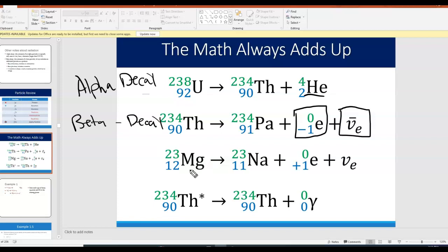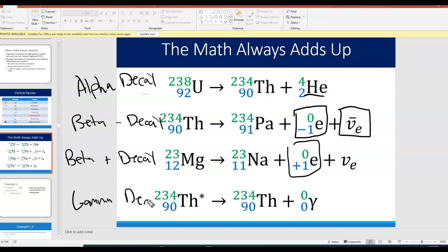Okay, and then this is magnesium-23 undergoing beta plus decay and turning into sodium-23, and this bottom one is gamma decay. Notice in gamma decay, nothing really changes. You have like radioactive thorium that emits a gamma particle, and it's still thorium. And so it's not very common to see gamma decay in IB problems just because nothing changes and it's maybe too easy of a problem. But there is an example of gamma decay.